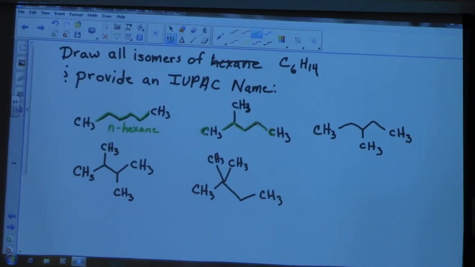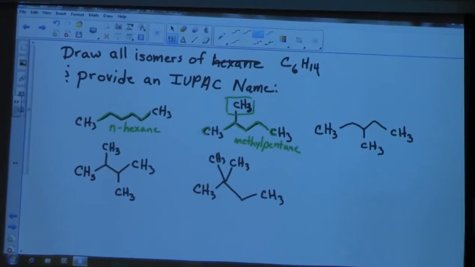Okay, so it's a pentane, and it has a methyl group as a substituent, so this is methylpentane. Notice that's one word. Okay. Is that done? No, it needs to be 2. All right. It's 2-methylpentane.